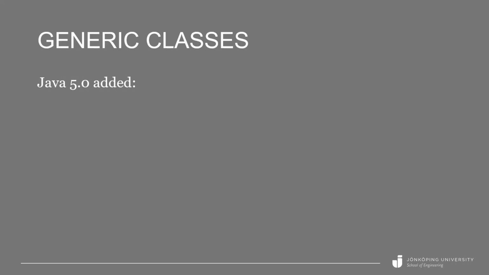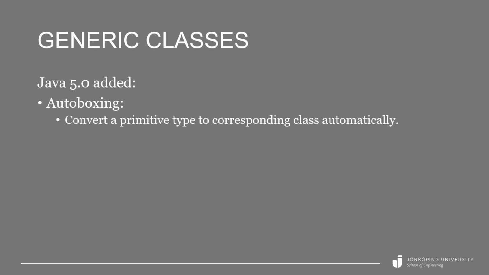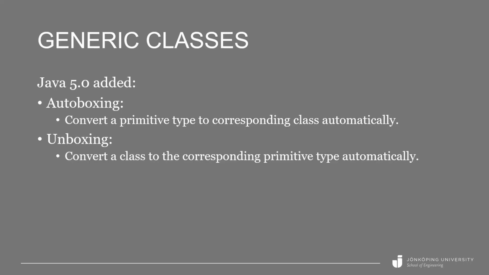However, in Java 5 we got two new features that made this a little bit easier. The first one is called autoboxing, and with this one, when we have a primitive value but we actually needed to use a corresponding object instead, then we can still write that primitive value and Java will automatically create this corresponding object for us and put the primitive value inside of that object. And in the same way, we also have unboxing. So if we get an object that contains a primitive value, then Java will automatically take out the primitive value from that corresponding object.